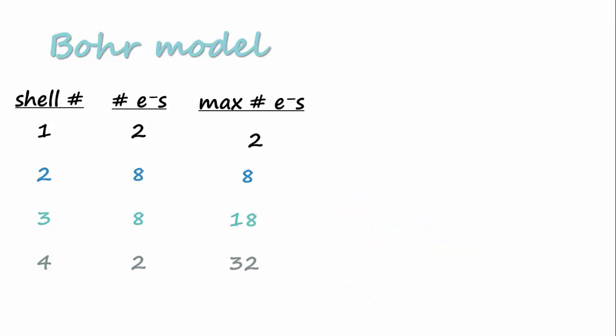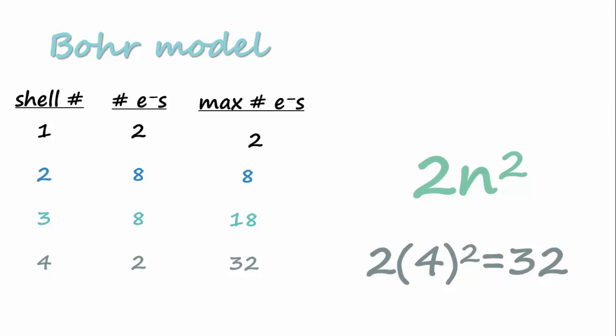The actual maximum number of electrons each shell can accommodate is different from what we fill in the Bohr model. This has to do with the difference in energy level of the subshells. You may calculate the maximum number of electrons each shell can accommodate using the formula 2n squared, where n is the shell number. So for example, for shell number 4, n is equal to 4. So 2 times 4 squared would give you 32.